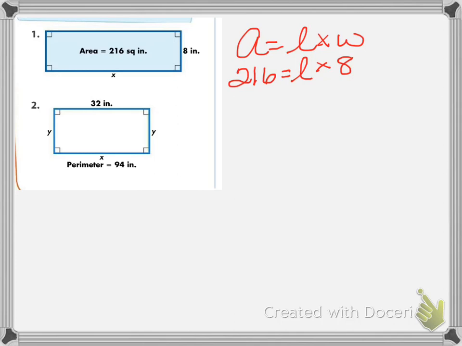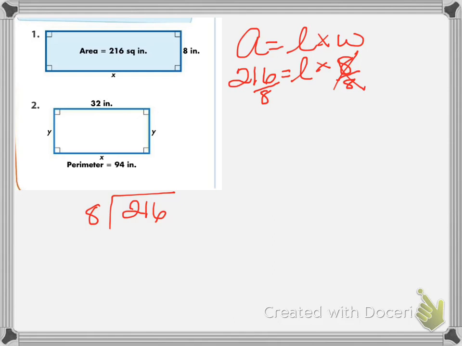Okay, now this looks like one of our problems where we solve for L. And so what we have to do is, this is times 8, so we're going to divide it by 8, right? And we're going to say 216 divided by 8. These two cancel each other out, so they're not going to be anything. We have 216 divided by 8.